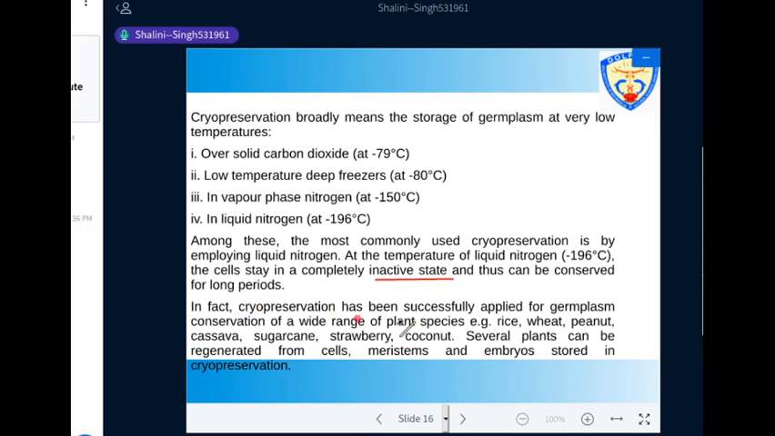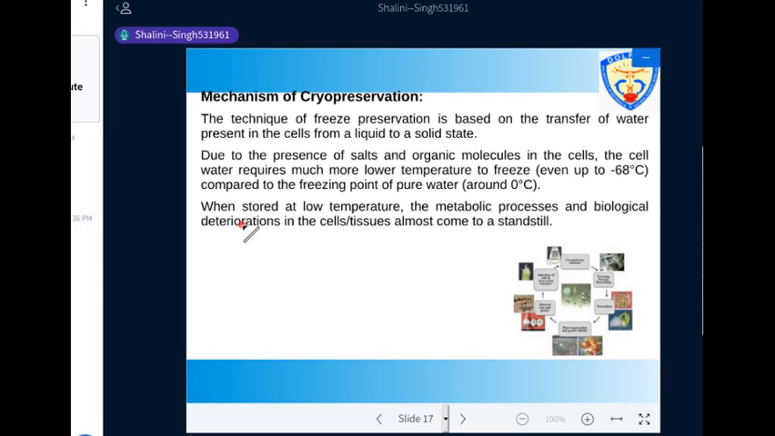In fact, cryopreservation has been successfully applied for germplasm conservation for a wide range of plant species, for example, rice, wheat, peanut, cassava, sugarcane, strawberry, coconut. Several plants can be regenerated from cells, meristems, and embryos which are stored in cryopreservation.